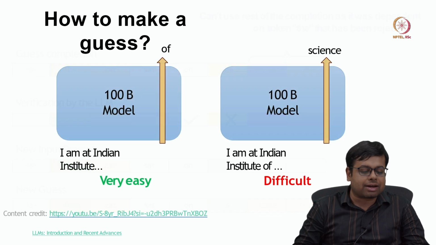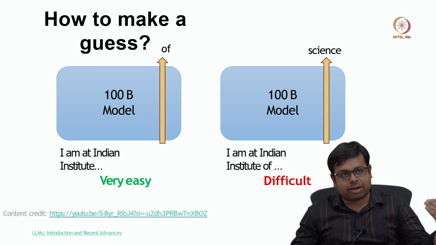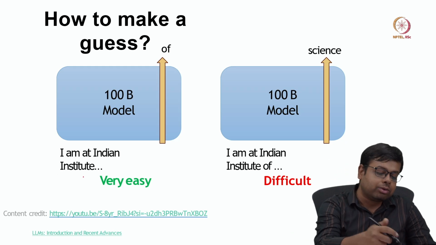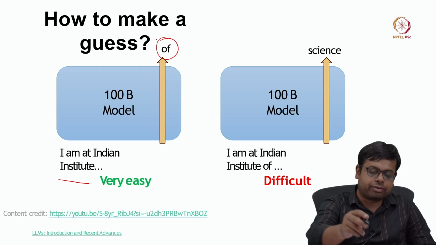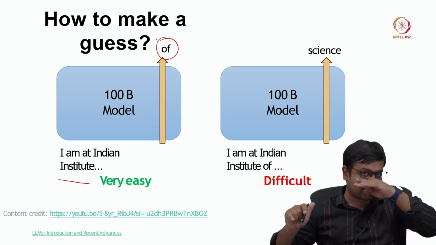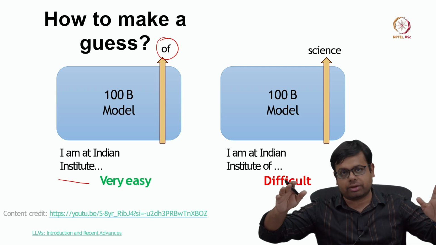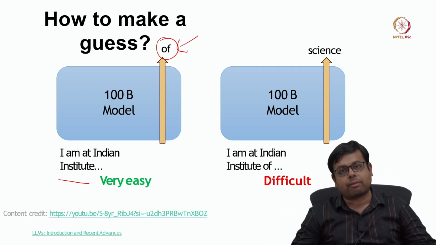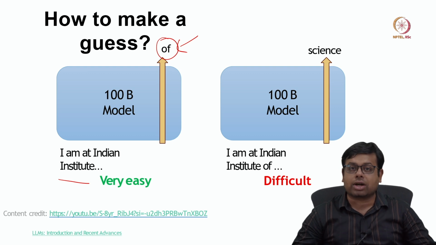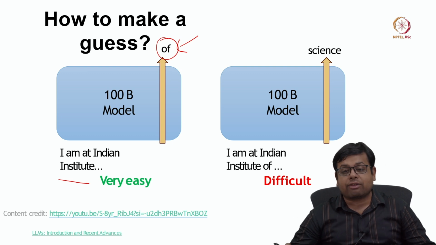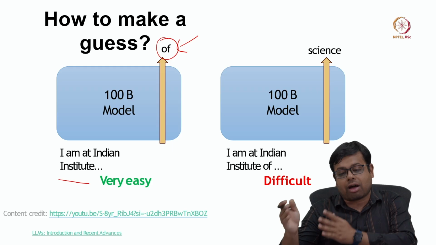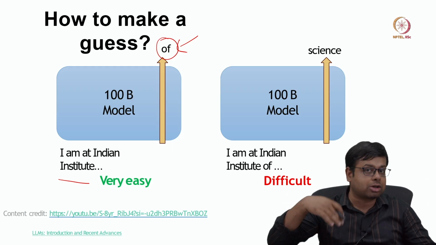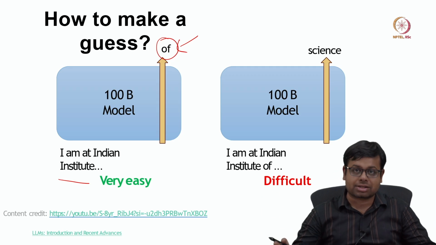So, for an example, let us say I tell you that my input prompt is "I am at Indian Institute." Now, the next word is "of," okay, and that is very easy to guess. That is the next token or next word which should come after Indian Institute. But if I ask you to guess the next token after "of," that is difficult to guess, because there is Indian Institute of Technology, Indian Institute of Science, Indian Institute of Management, many things, correct.